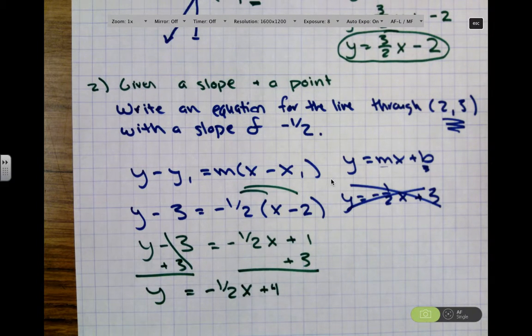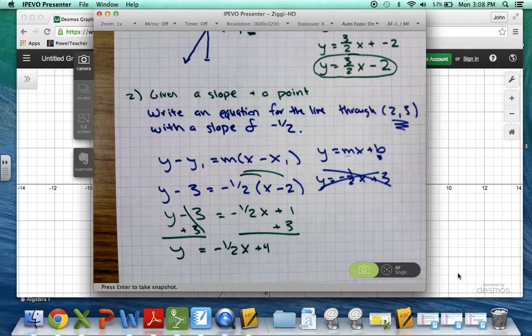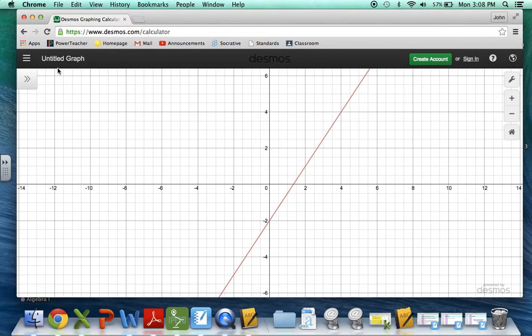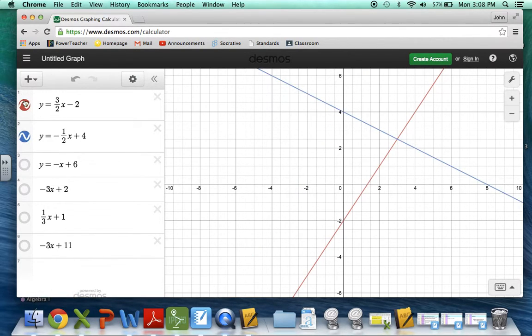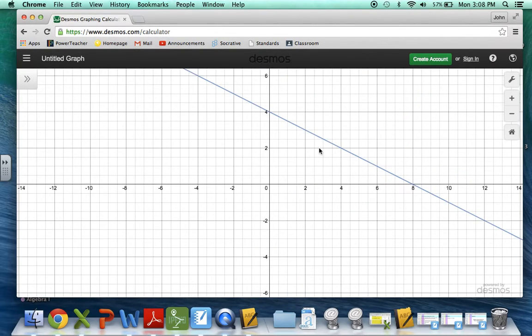And when we take a look at Desmos, we'll see that this does have a slope of negative 1/2, and it indeed does pass through the point 2, 3. So here, what we were saying was we have a slope of negative 1/2. So that means rise over run is going down 1 and to the right 2, which we could see here. That is true.